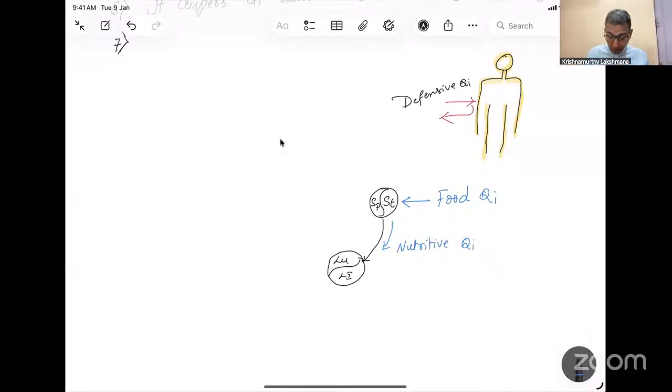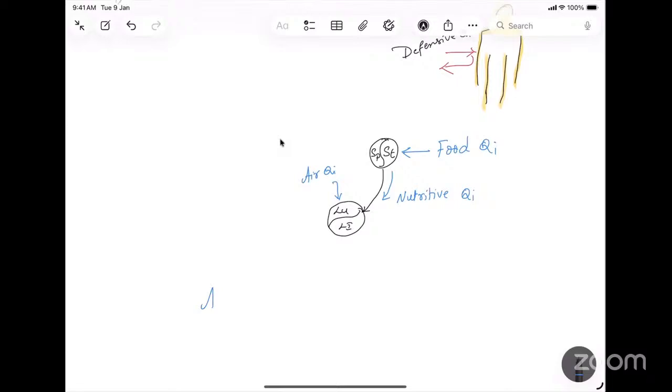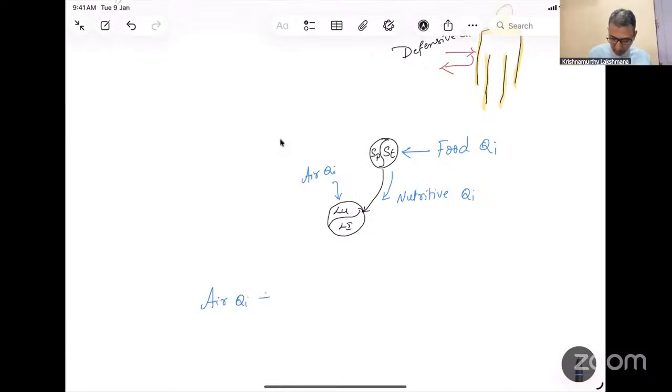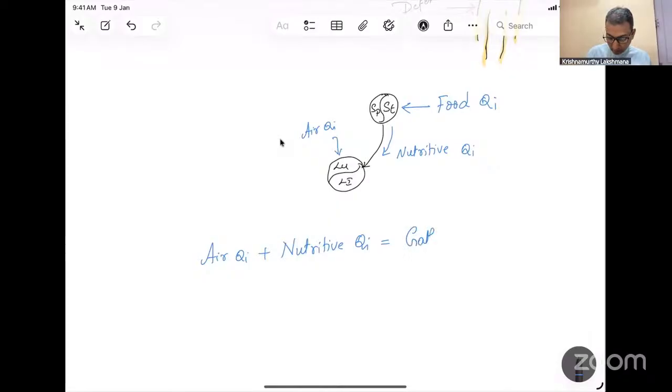Now, what comes into lungs is air chi. Now, the air chi mixes with nutritive chi. Air chi plus nutritive chi is equal to gathering chi. Plus defensive chi.